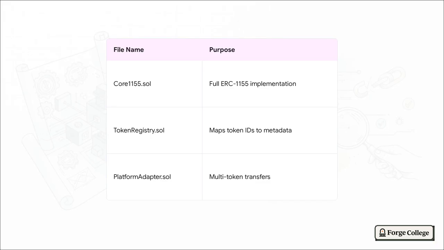First, we have core 1155.sol. This is our full ERC-1155 implementation, which allows us to manage multiple different token types under one single roof. Then we have Token Registry.sol, which links token IDs to their metadata and minters. And finally, PlatformAdapter.sol, which actually executes our multi-token transfers. Today, we are bringing all 3 of these files to life.